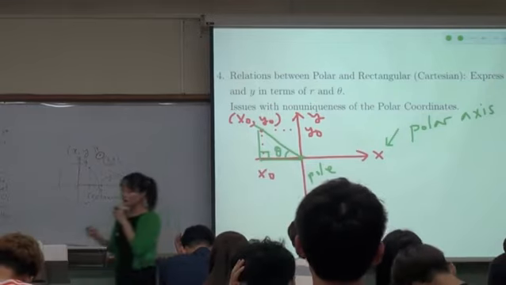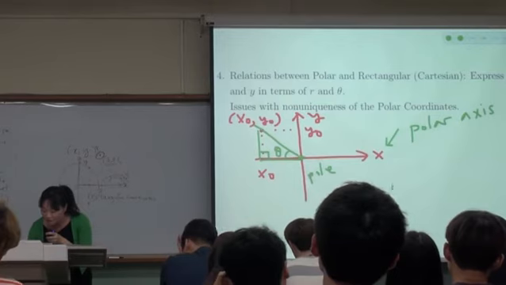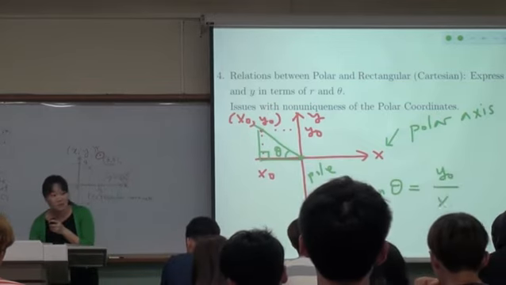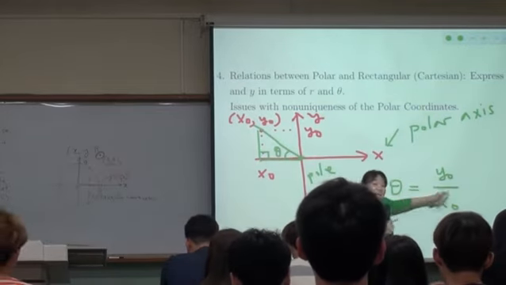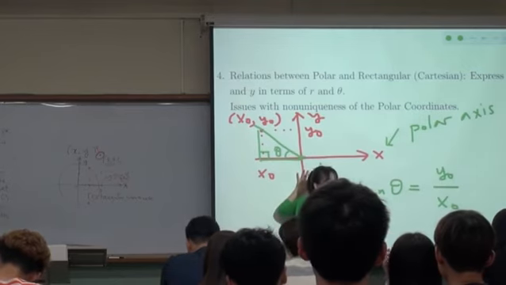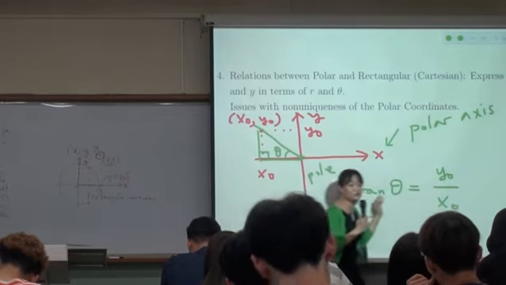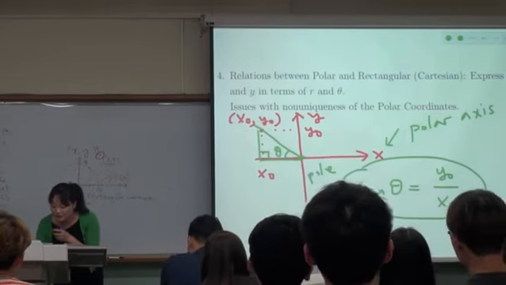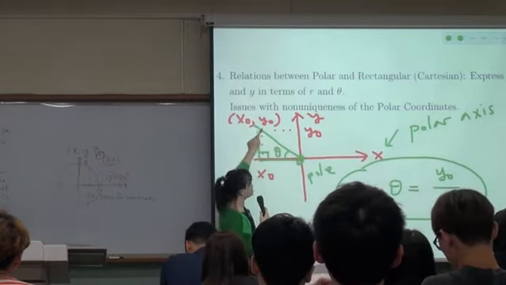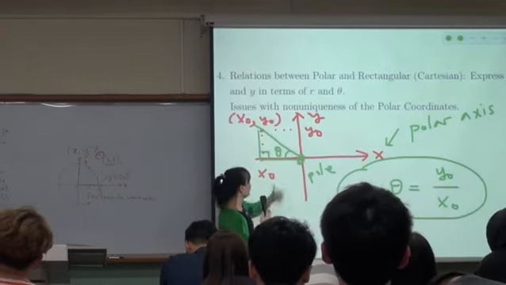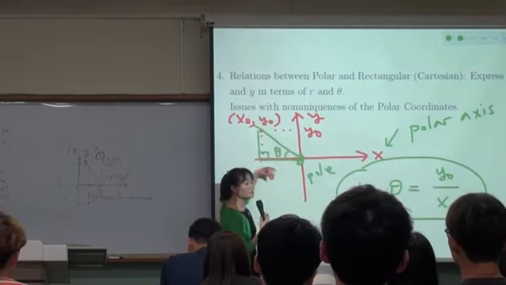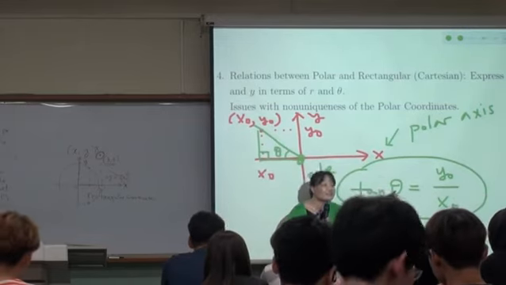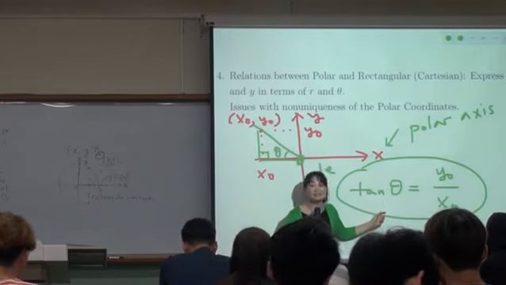Okay. So for theta, I can use this formula. What's tangent theta? Tangent theta is change in y over change in x. So depending upon my sign, theta can be somewhere here. So select theta using this formula. Once you select theta, for r, r is the distance from the pole to this point, right? What is it? x0 squared plus y0 squared is r squared, and you decide the sign of r according to the theta that you selected. Make sense? Okay.